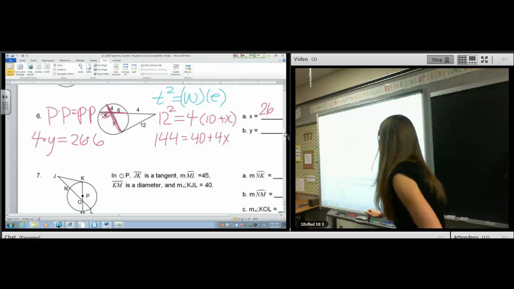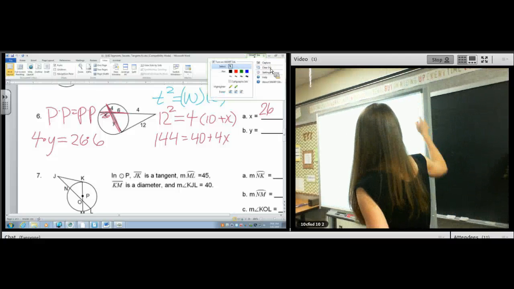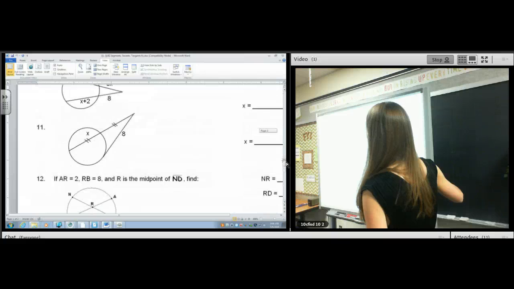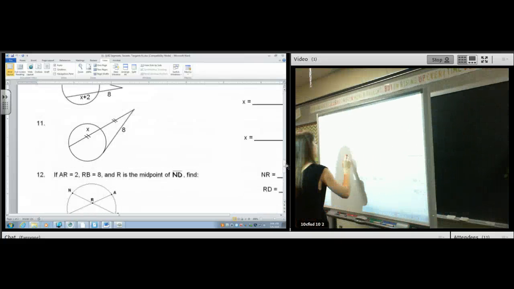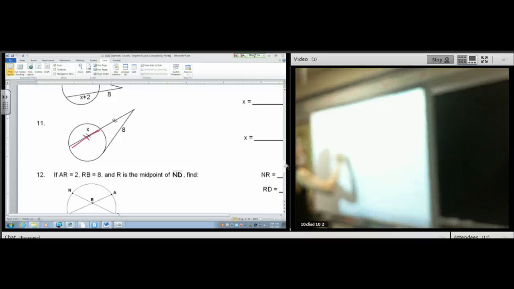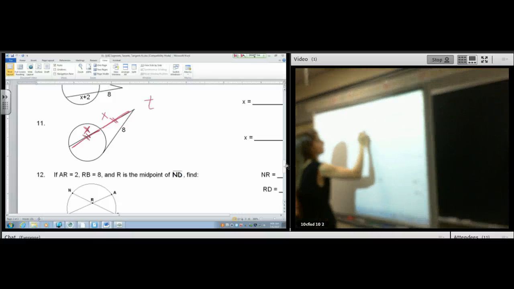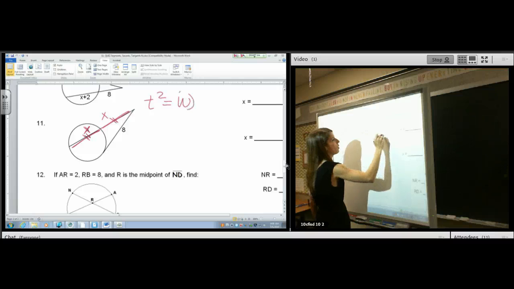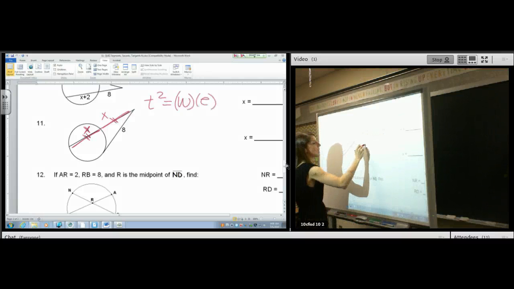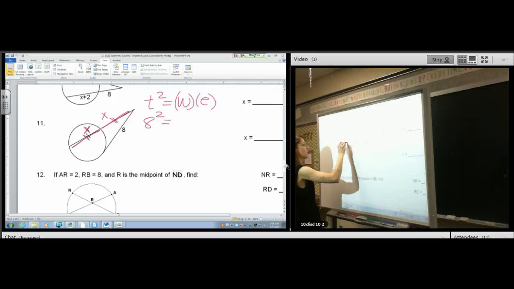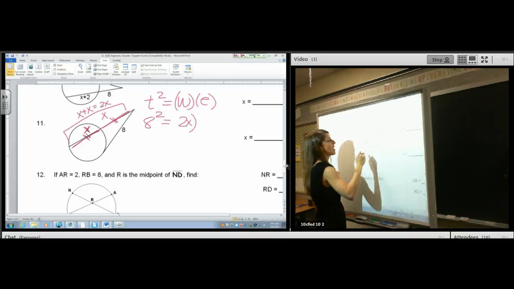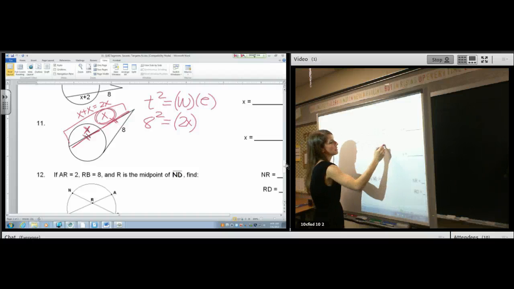All right, and last one. Let's work number 11. Unless y'all see another one you want me to work. All right, since this segment has tick marks and this segment has tick marks, if I call this one x, then I'm going to call this one x. We're going to use tangent squared equals whole times external. Tangent squared equals, what is the whole? The whole is 2x, and the external is x.